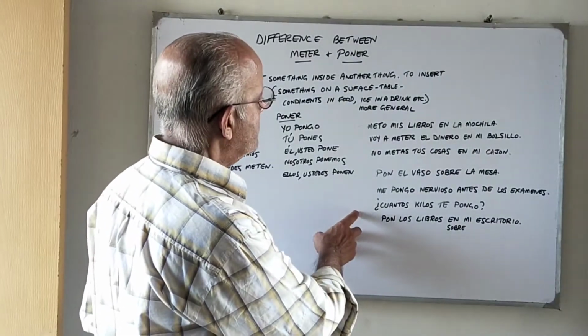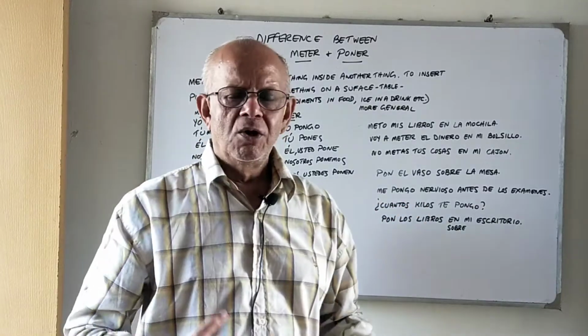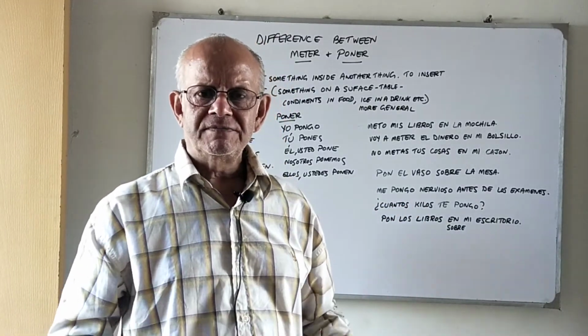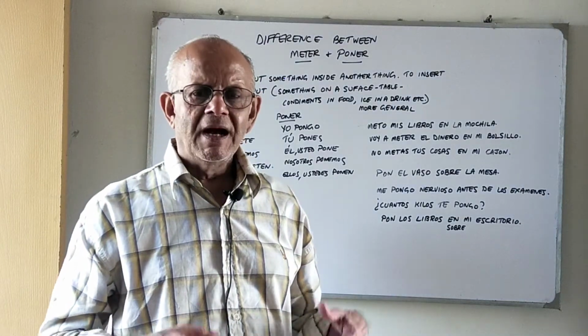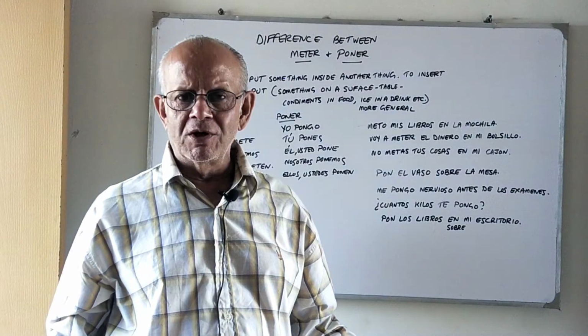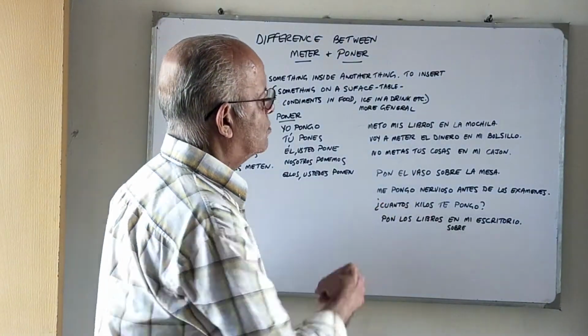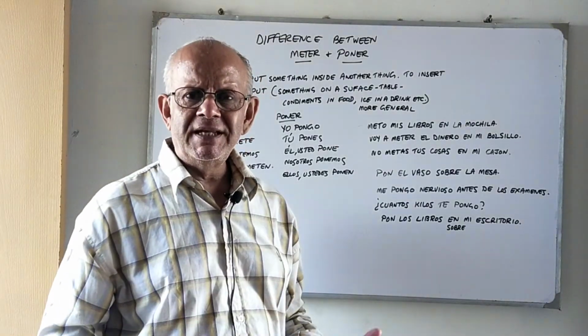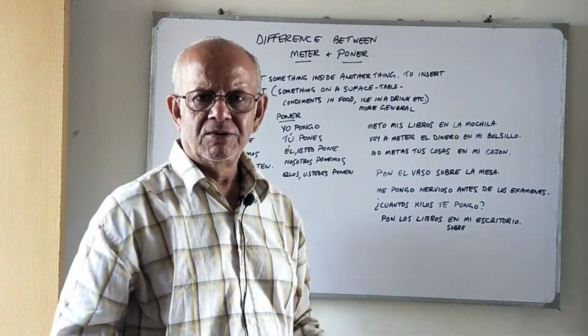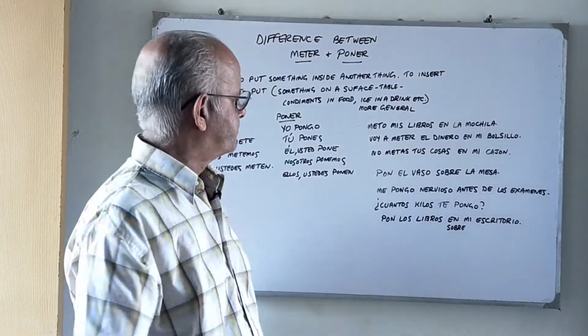Another example: ¿Cuántos kilos te pongo? This is generally what a salesman in a grocery shop will ask you. ¿Qué te pongo? What shall I give you? What shall I put for you? ¿Cuántos kilos te pongo? How many kilos shall I put? How many kilos shall I give you?